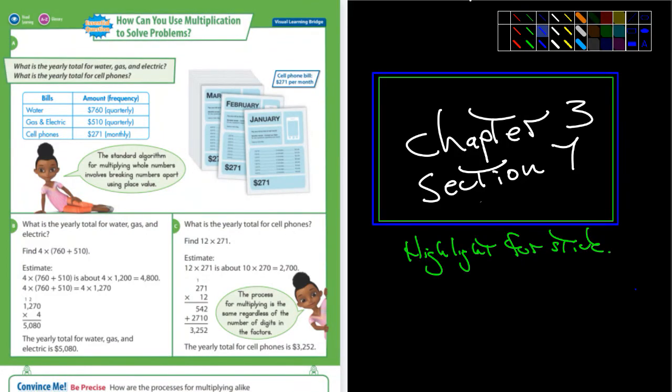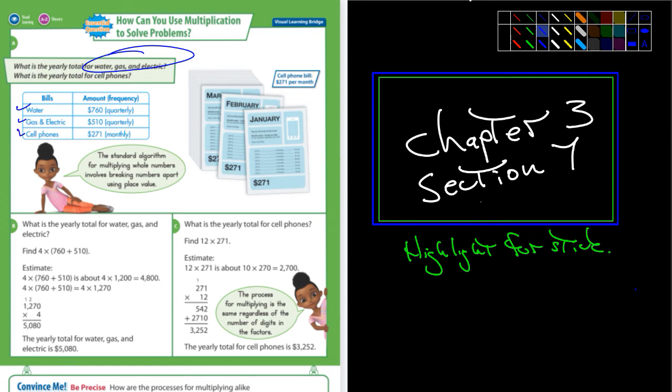Okay, yeah, I said I'll explain that in a moment, highlighting for a stick here. So anyways, it says, what's the yearly total for water, gas, and electric? And then it says, what's the total for cell phones? Well, they'll give you the bills for the water, gas, and electric, and cell phones.